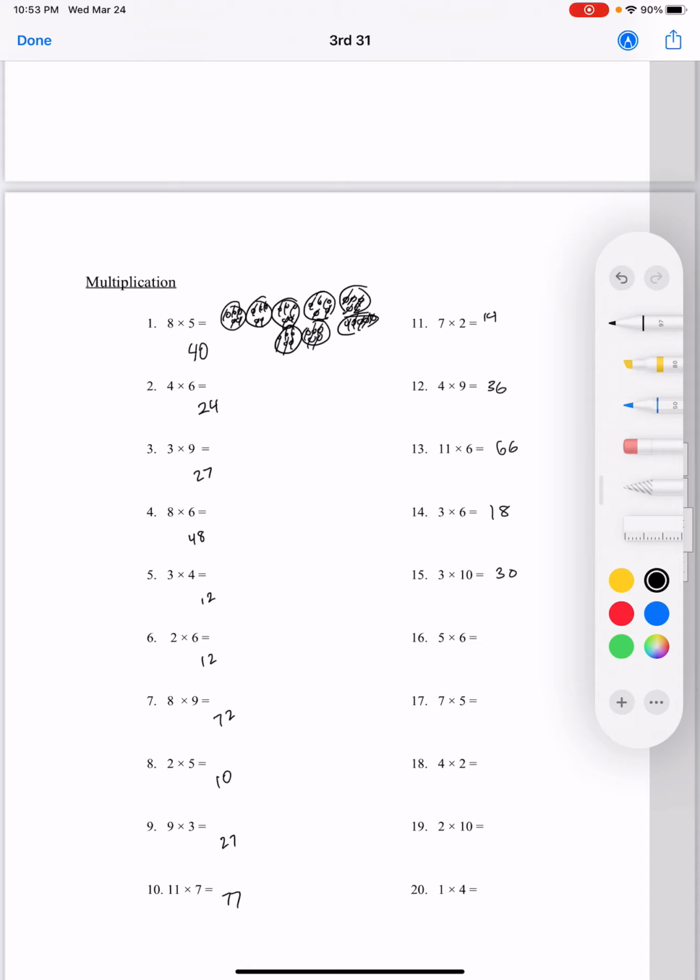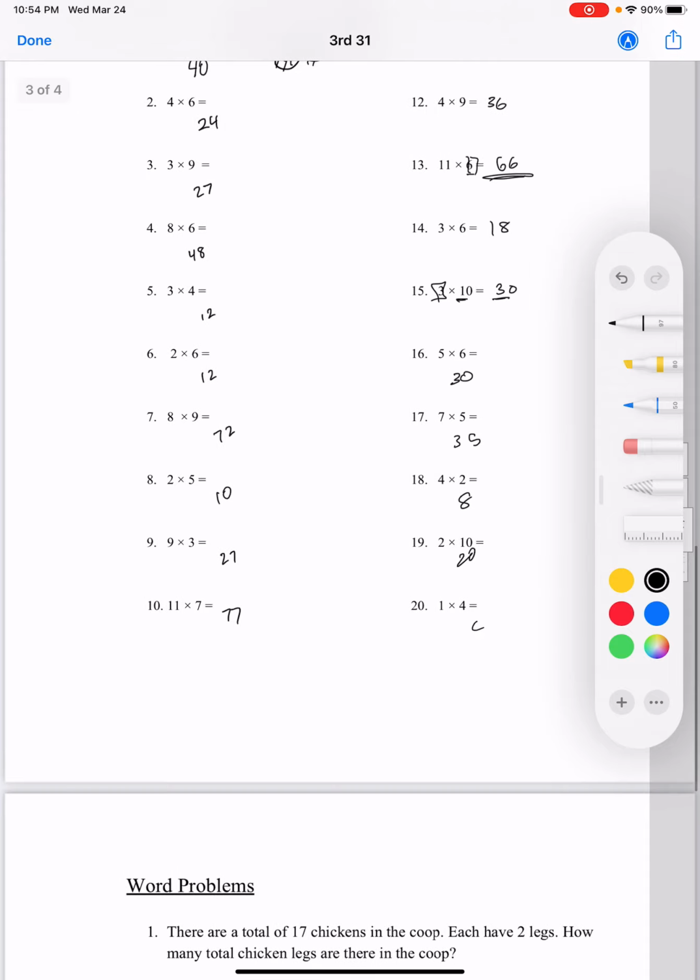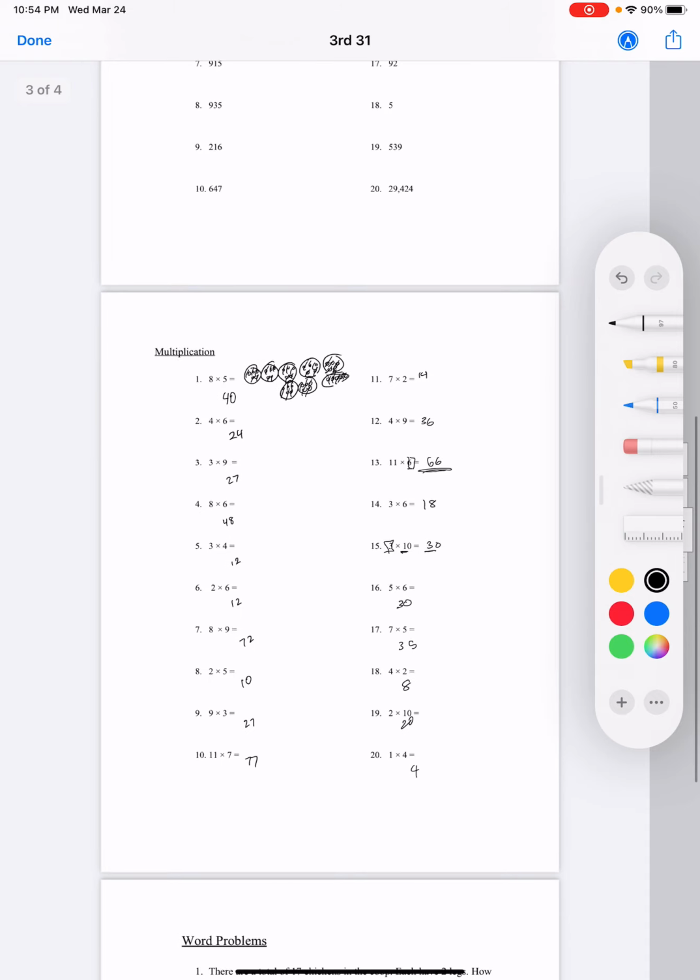Okay, for number 13, when you're multiplying a number by 11, it's basically the number you're multiplying 11 by, 2 times. As you can see, I'm multiplying 11 by 6 here, and the answer is 2 6s in a row. That is an easy way to remember things. For number 15, when you're multiplying a number by 10, you just replace the 1 with the number you're multiplying by. In this case, you're multiplying by 3, so you replace the 1 with the 3. Number 16, 5 times 6, 30, 7 times 5, 35, 4 times 2, 8, 20, and 4. Okay, so here are the answers to the multiplication.